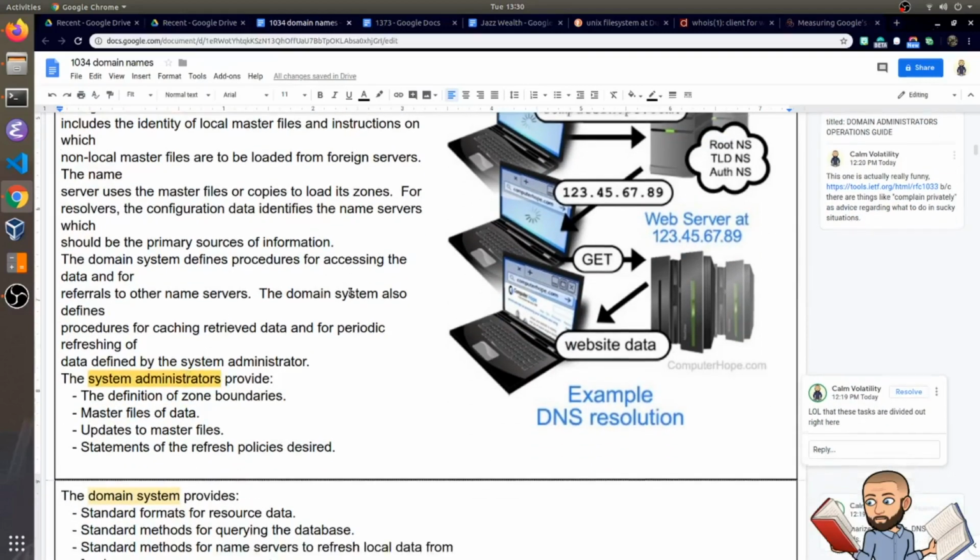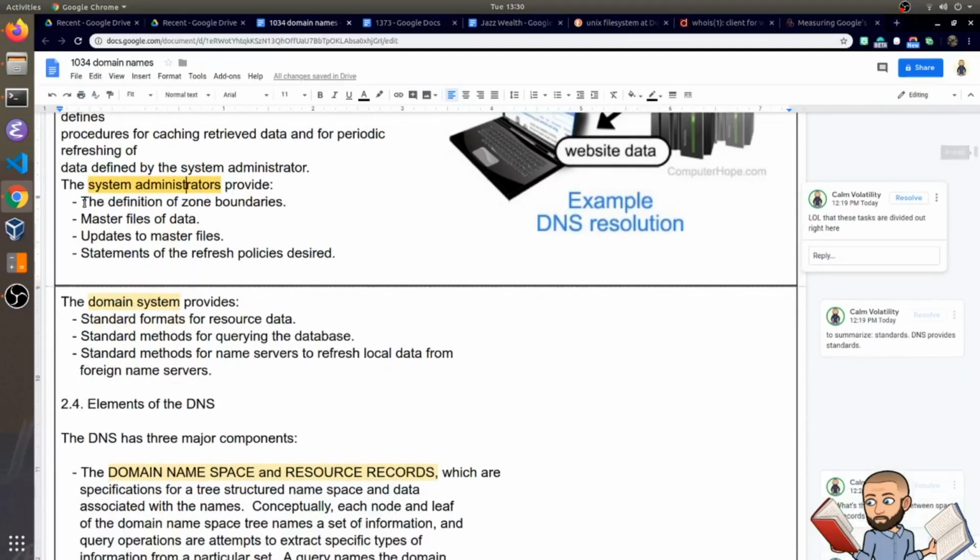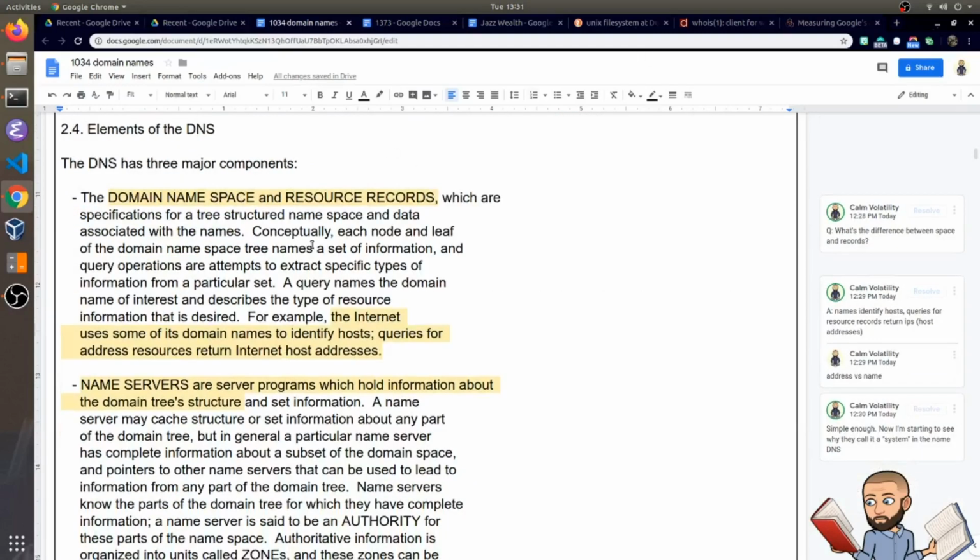As we're nearing the end here, I think it's funny they take the system administrator's job and break it apart from the domain system itself. Like, the system just provides standards. That's all the system does. The administrator, though, has to define zone boundaries, provide master files of data, updates to master files, and statements of the refresh policies desired. So that right there is the perfect stopping point.